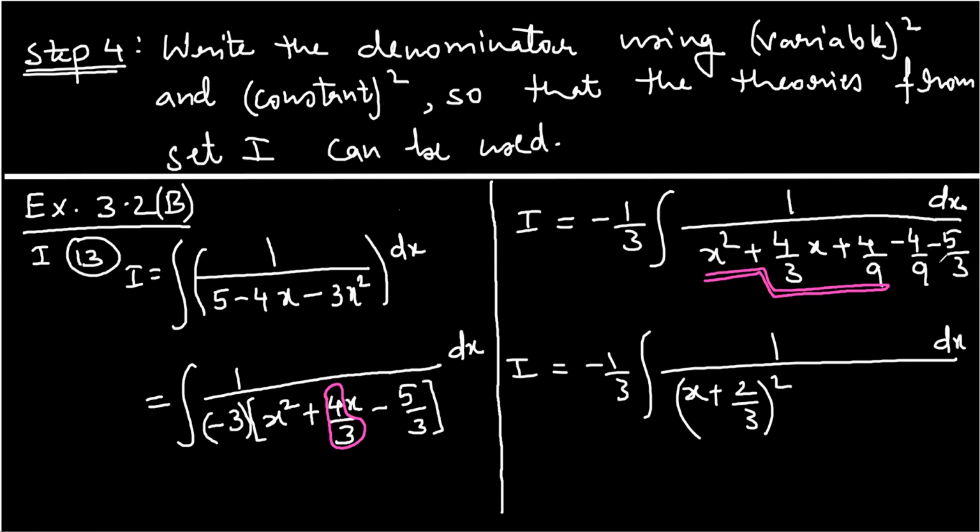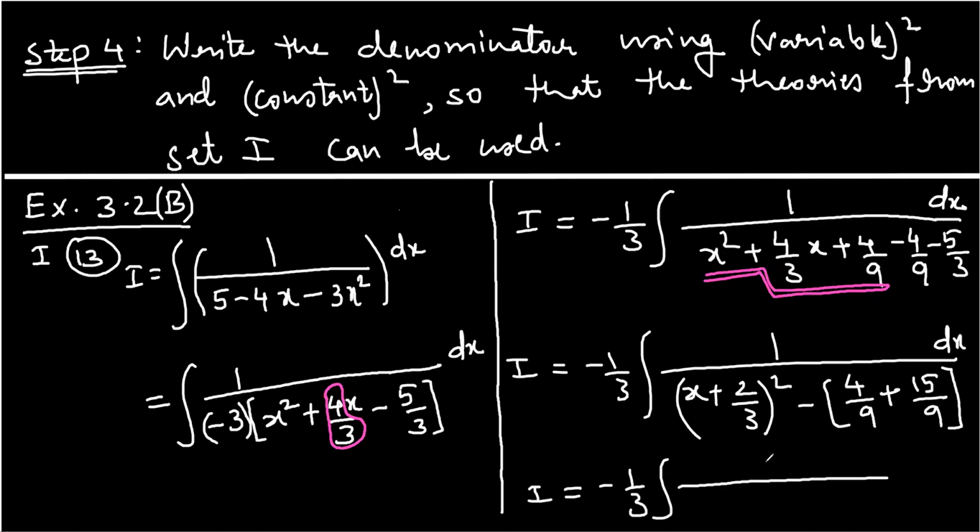Now for these 2 terms, I take negative out. When I take negative out, I get 4 by 9. And here I get plus sign because I took negative out. 5 by 3 will become 15 upon 9. What I did, I multiplied 3 up and down so that I could add. I made the denominator same. So I multiplied 3, so 15 by 9. And then I have I equals to negative 1 by 3 and 1 upon x plus 2 by 3 the whole square minus, this is 4, and 4 plus 15 is 19 over 9 dx.